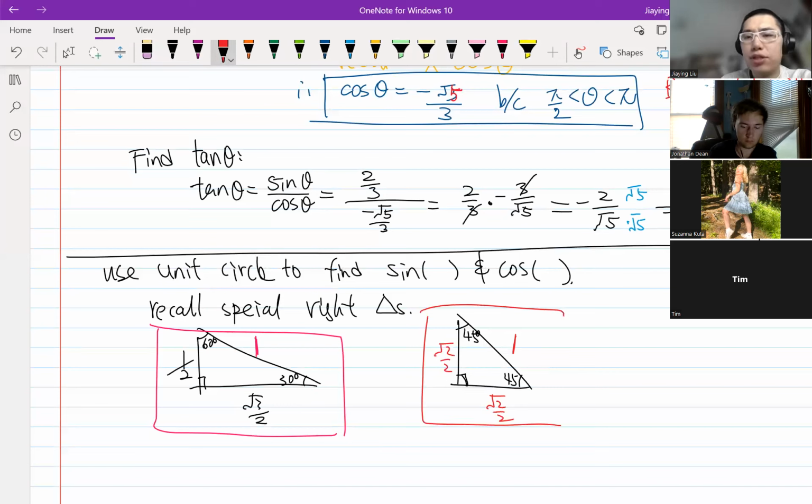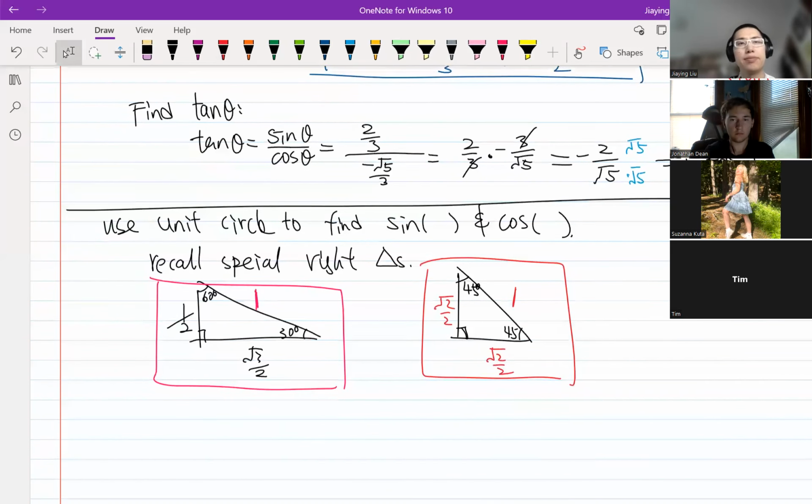Again, memorize this special right triangle. For the 45, 45, 90, it's going to be root 2 over 2, root 2 over 2, and 1 on the hypotenuse. For 30, 60, 90, we get 1/2, root 3 over 2, and 1 on the hypotenuse. Those numbers are very, very convenient for the rest of what we're going to go over today and also next week.